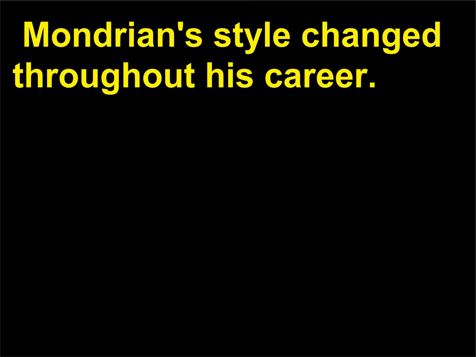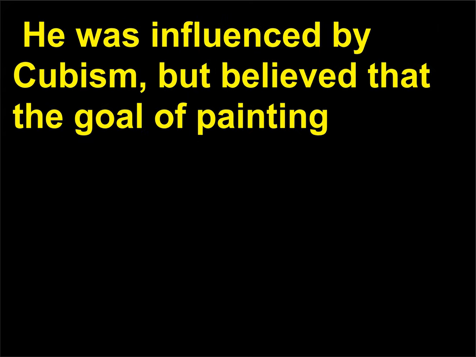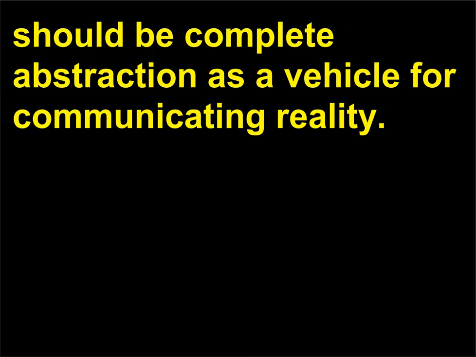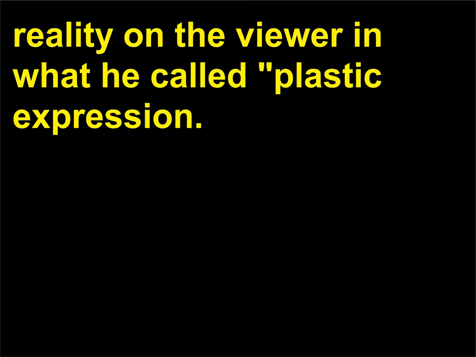Mondrian's style changed throughout his career. He was influenced by cubism, but believed that the goal of painting should be complete abstraction as a vehicle for communicating reality. He supported the idea that color and form could impose pure reality on the viewer in what he called plastic expression.